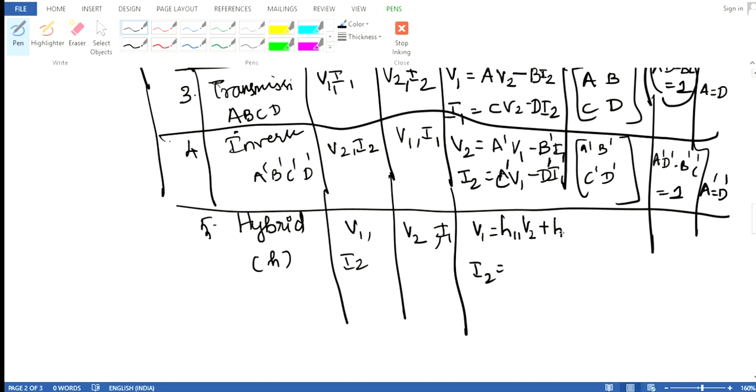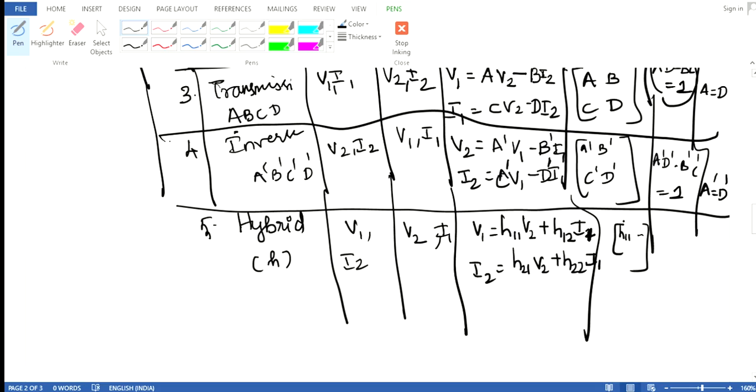H11 V1 plus H12 I2. Sorry, I1 here, and here H21 V1 plus H22 V2. And tell me the matrix, the four letters: H11, H12, H21, H22, and the symmetricity property and reciprocal property.